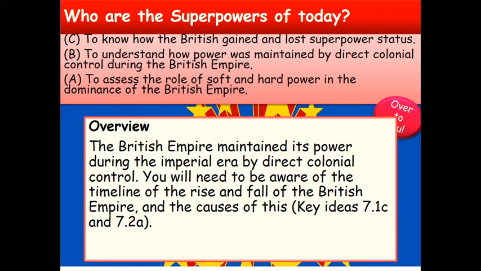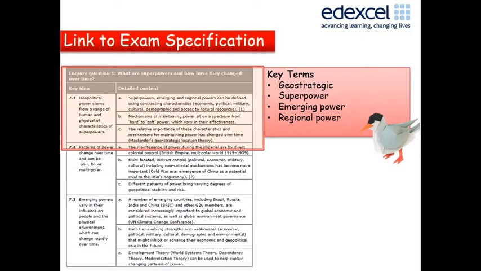The overview of this unit is that the British Empire maintained its power during the imperial era by direct colonial control. So when Britain was in charge of another country, such as India, that was referred to as a colony. You'll need to be aware of the rise and fall of the British Empire and the causes for this. And this is linked to key ideas within the spec. It's linked to the specification, it's 7.1, and some key terms that we'll be looking at today are geostrategic, superpower, regional power, and emerging power.